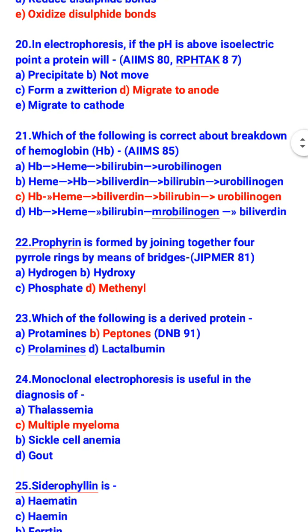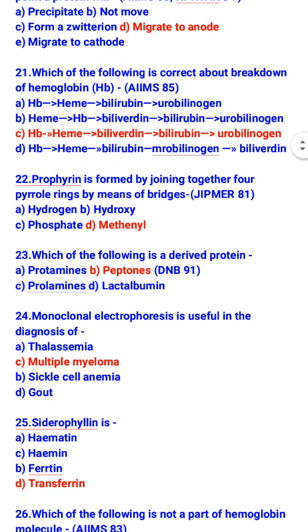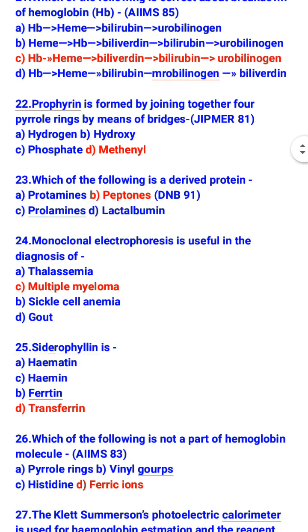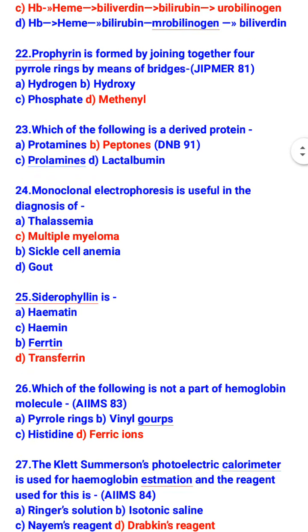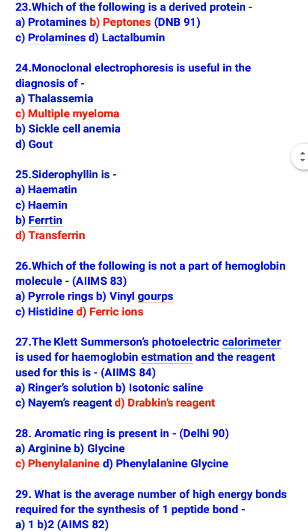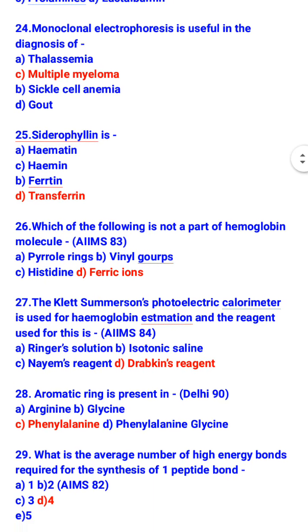Porphyrin is formed by joining together 4 pyrrole rings by means of methenyl bridges. Which of the following is a derived protein? Peptones. Monoclonal electrophoresis is useful in the diagnosis of multiple myeloma. Siderophilin is transferrin. Which of the following is not a part of hemoglobin molecule?